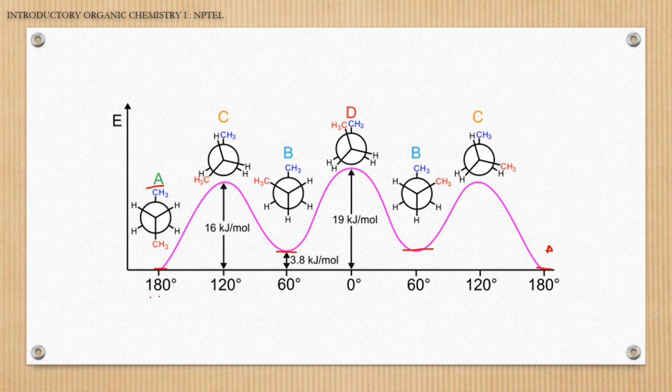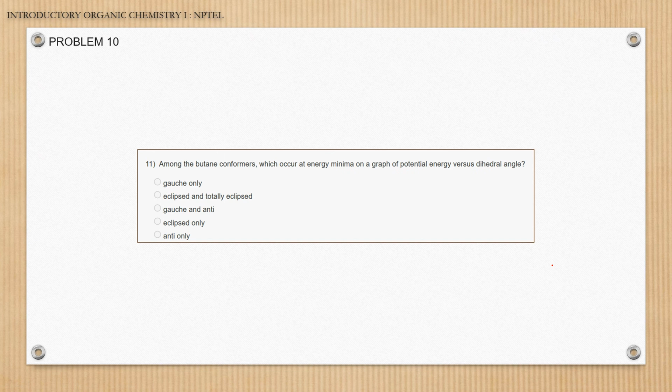So here the conformation which lies is anti. So the minima which is occurring here in this graph is this particular two and this particular two, the four I have mentioned, right? So now they are asking in the question which occur at the energy minima on a graph of potential energy versus dihedral angle. So which of the conformations is arising at the energy minima? Is it the anti only? Gauche, gauche and anti. Yeah.